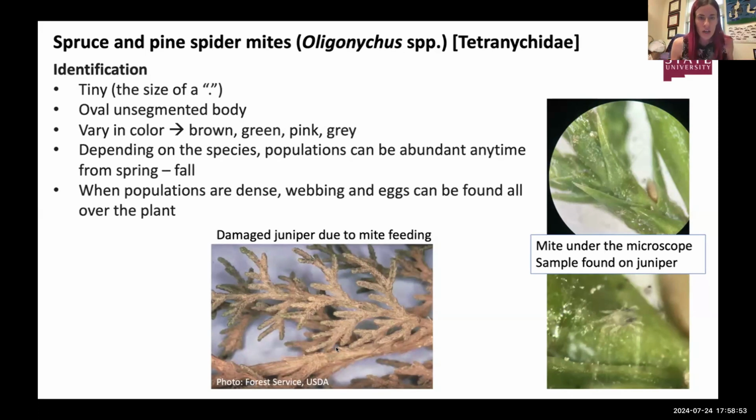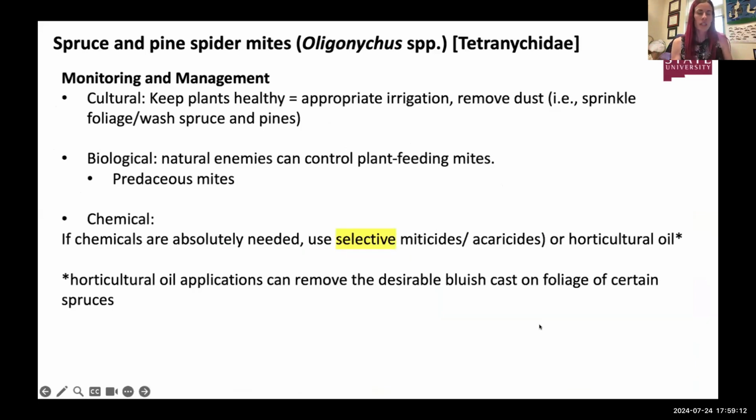And their damage here, you can see this is a damaged juniper due to mite feeding. It's little bits of scraping away, yellow coloration. Here are some photos of mites under a microscope that I saw on juniper. But I've also had mites on so many other plants, so they can be a problem in general. But for these specific mites, monitoring them, managing them.